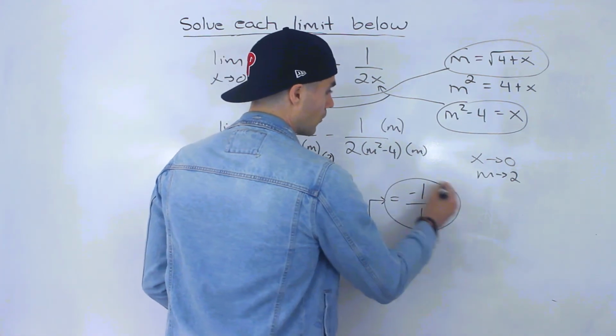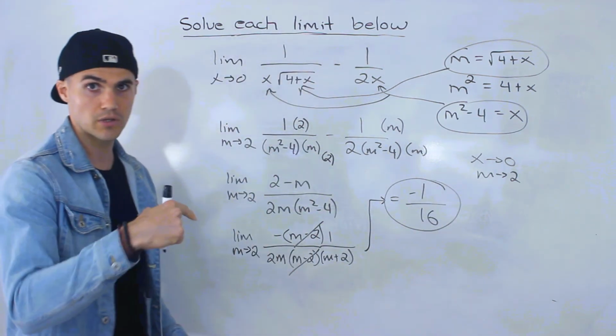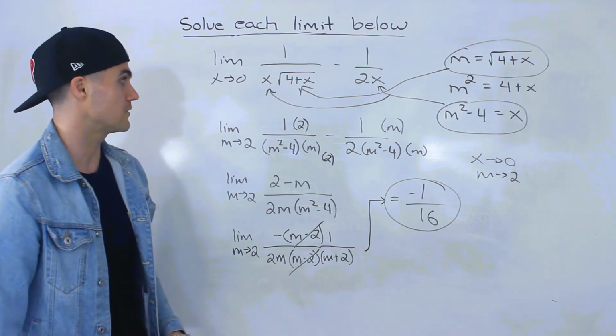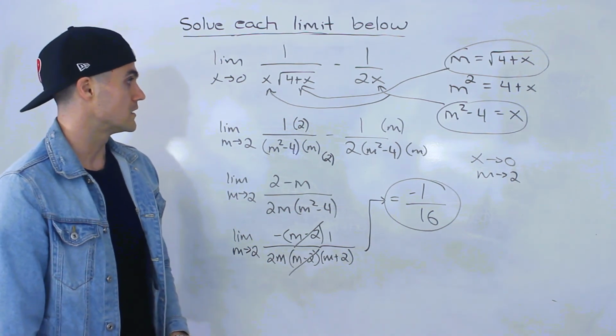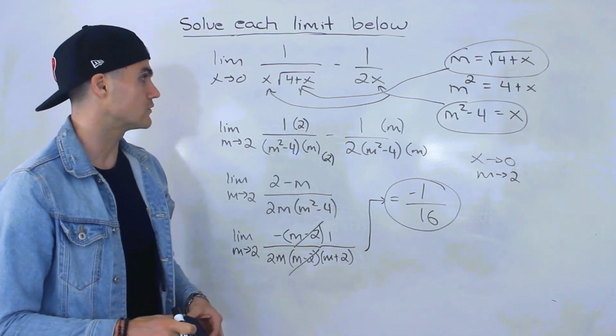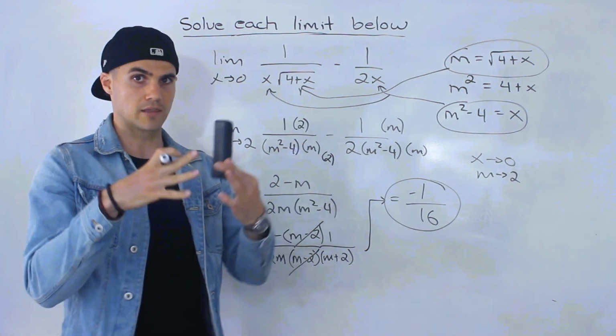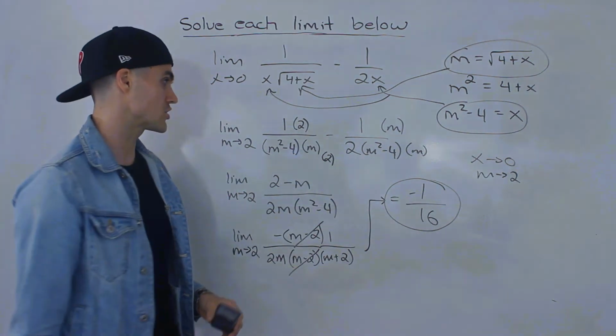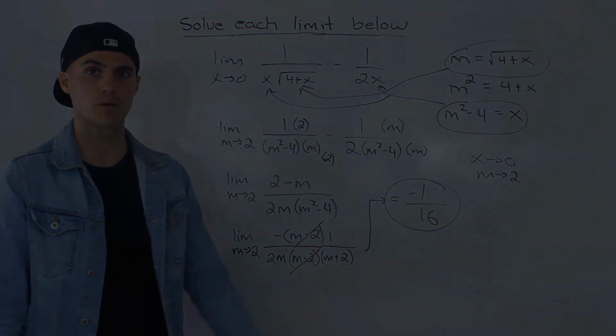So negative 1 over 16, which is the same answer that we got when we did it the first way, the rationalizing way. So two different ways to do it. Personally, I probably would have done the rationalization way, where I combine them into one fraction and then rationalize it, but this is another option as well.